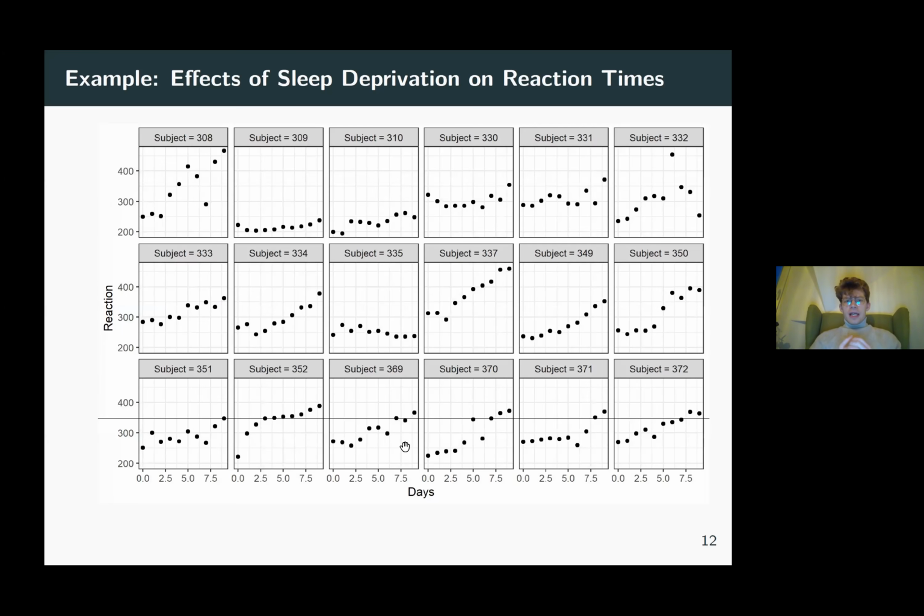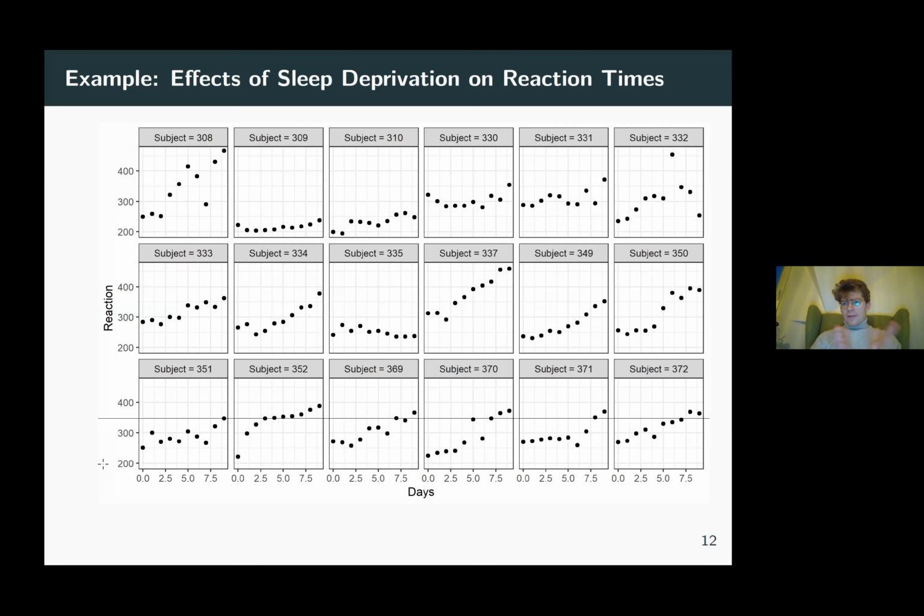So this is an example I like. It's the sleep study data set from the LME4 package in R, and it's basically about the effects of sleep deprivation on reaction times. And here we see a selection of 18 subjects, and we see how the average reaction time changes over 10 consecutive days, from 0 to 9, where we had 9 days of consecutive sleep deprivation, where the participants slept only 3 hours or less per night.